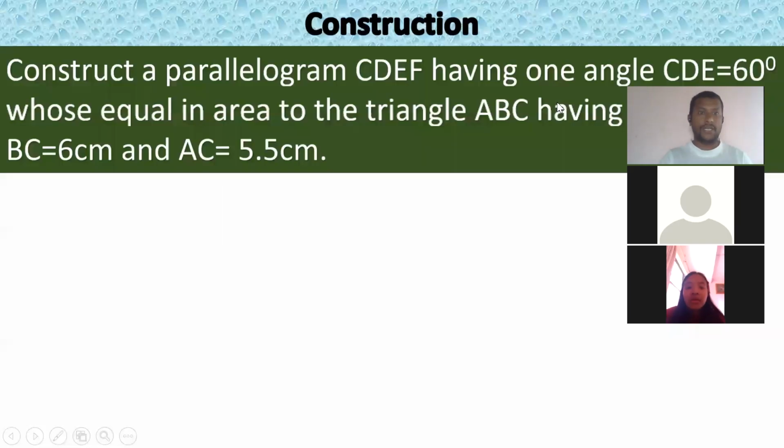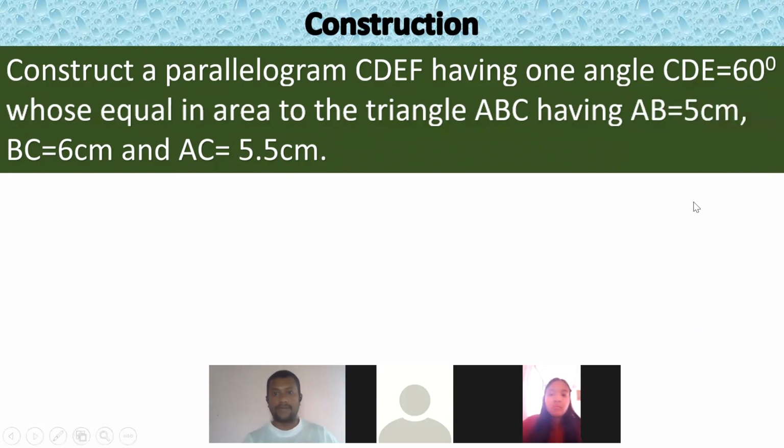Okay, construction question goes like this. Construct a parallelogram CDEF having one angle CDE equal 60 degree, which is equal in area with a triangle ABC having sides, you have seen here, having sides BC equal 6 centimeter, AC equal 5.5 centimeter, and AB equal 5 centimeter.